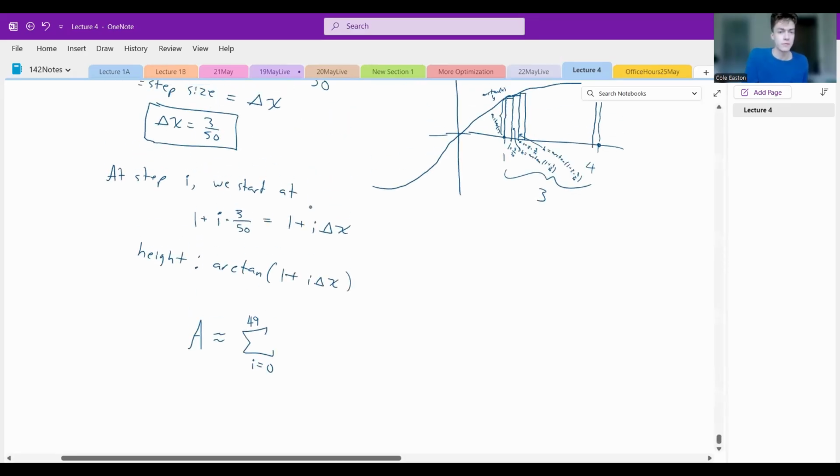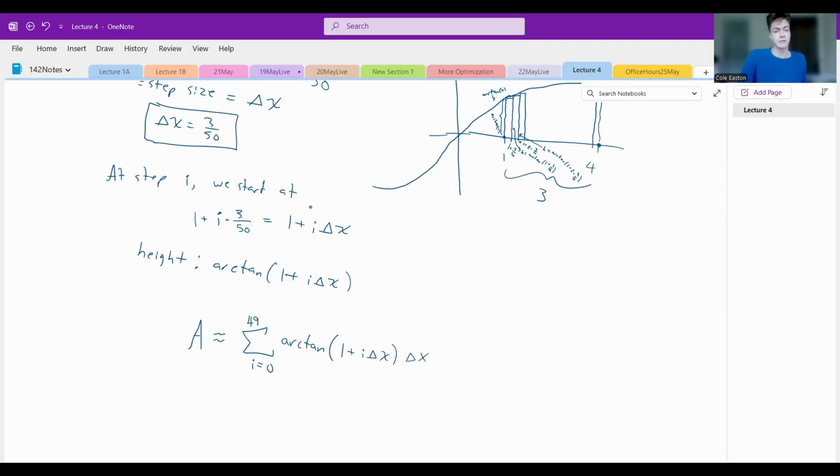And then for each i, we want to calculate the area of that rectangle, and we're going to add them all together. So the area of a rectangle is height times length, right? So the height we said is arctan of 1 plus i delta x, times delta x, which is our width.